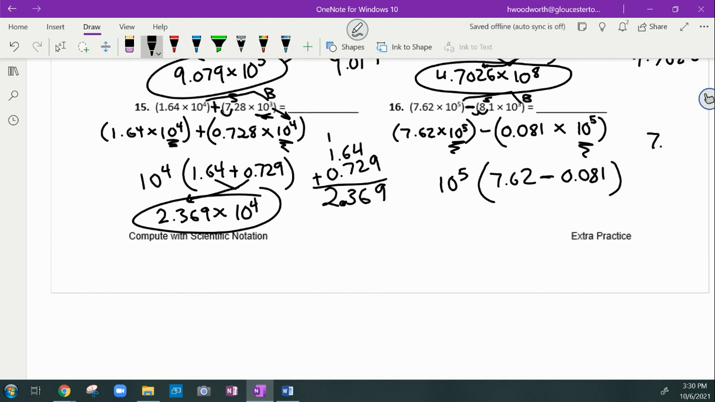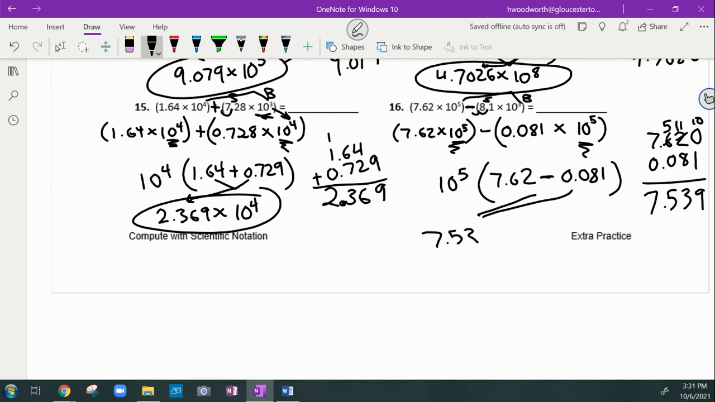Got to do some side work. Line up my decimal, 0.081. Bring my 0 in. That's going to be 10, borrow 1. So that's 9. Make that 11, borrow 1. 3, 5, 7. So I'm going to bring that answer over here, 7.539 times 10 to the fifth.